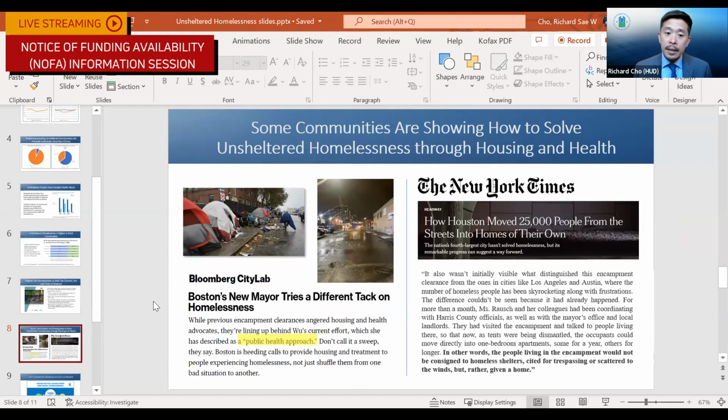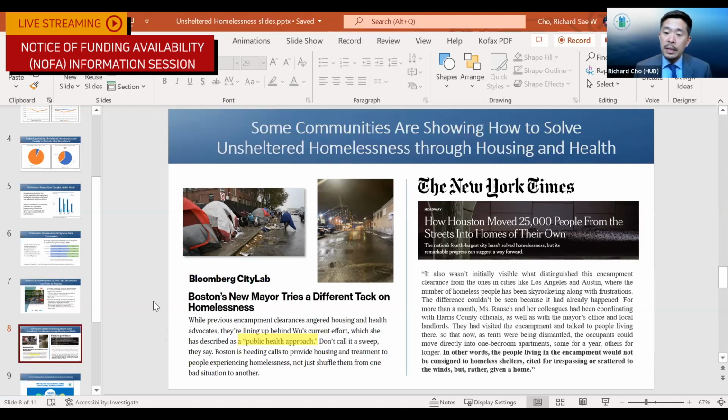In Boston, the new mayor there pledged when she was elected to take a public health approach to addressing Boston's encampment, which has now been resolved. While there are still people outside who need help, there are no more people sleeping outside, and they've opened up a number of non-congregate, low-threshold shelters, moving people to permanent housing.